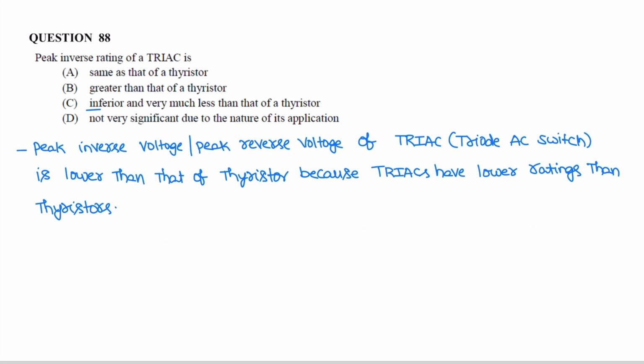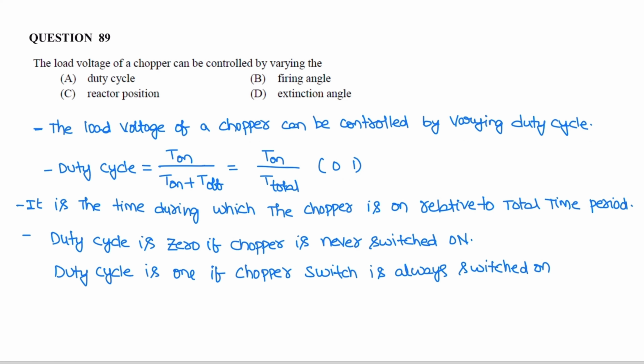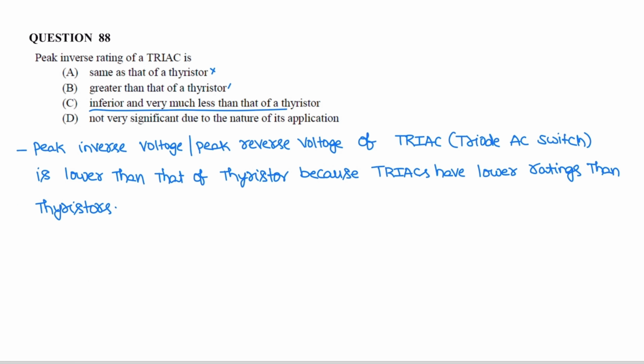Next question. Peak inverse rating of triac. Triac means triode AC switch. The peak inverse voltage or peak reverse voltage of triac is lower than that of thyristor because triacs have lower ratings than thyristors. The correct option is C. Peak inverse rating of triac is inferior, lower, and very much less than that of thyristor. It is not the same as that of thyristor, not greater than that of thyristor, it is less than.